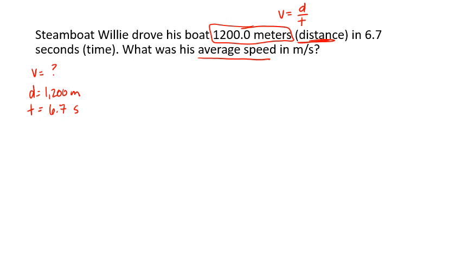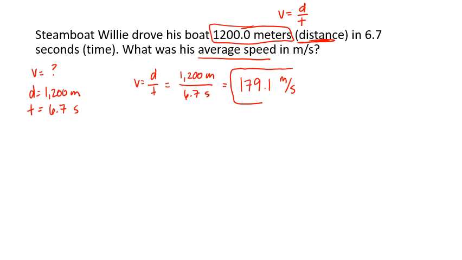The next thing I always ask myself: do we have these in the correct units to proceed in this problem? And the answer is yes. Our distance is in meters and our time is in seconds. So I can just solve this formula as is. I don't need to do any unit conversion. So 1,200 meters divided by 6.7 seconds. 1,200 divided by 6.7 gives me an answer of 179.1. And then my final units are going to be meters per second. So this would be our final answer for this equation.